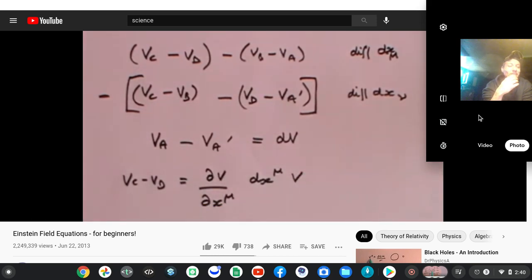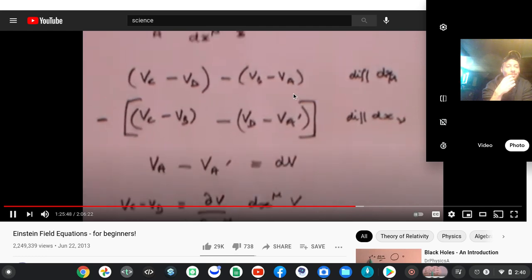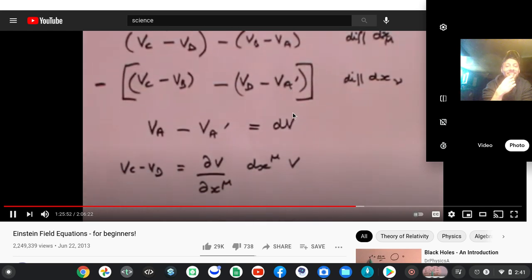So what we're saying is that you were factoring all that change in the vector between C and D prime down here. That is the gradient. Remember, we did this right at the beginning with our field. The gradient multiplied by the distance times the value of the vector.